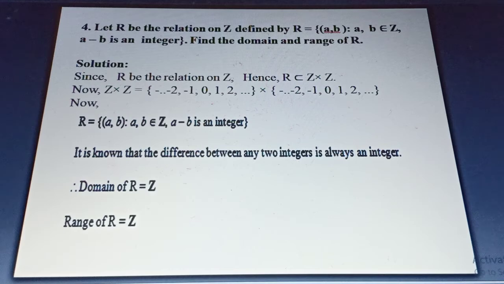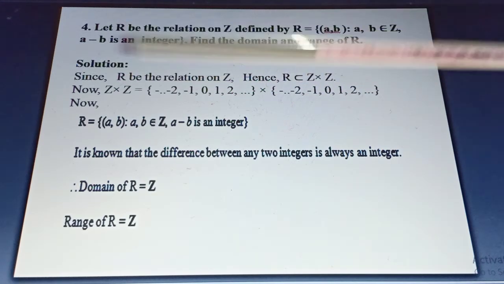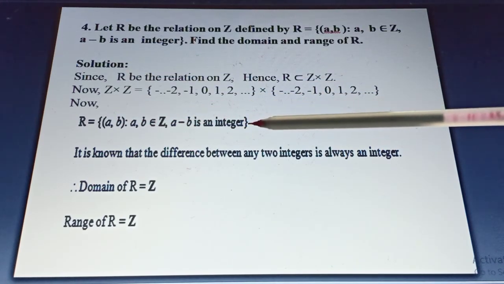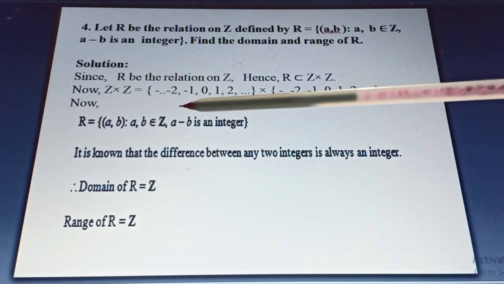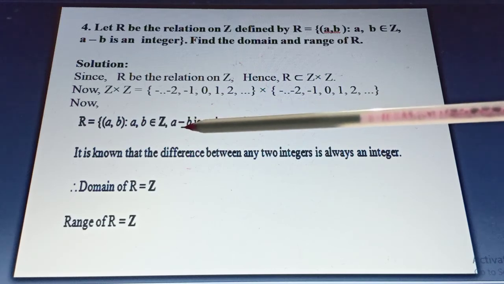So students, when a relation is given on a particular set, here it is given on Z, that means R is a relation from Z to Z. That is, R is a subset of Z cross Z. Z is the set of integers, so Z cross Z will be formed like this. And when we present this given set, the definition is (a, b), where a minus b is an integer.